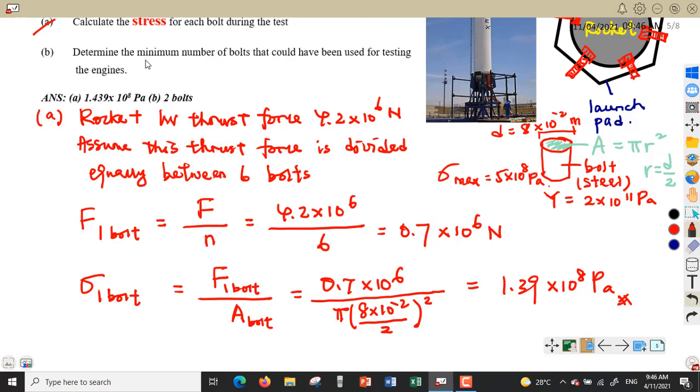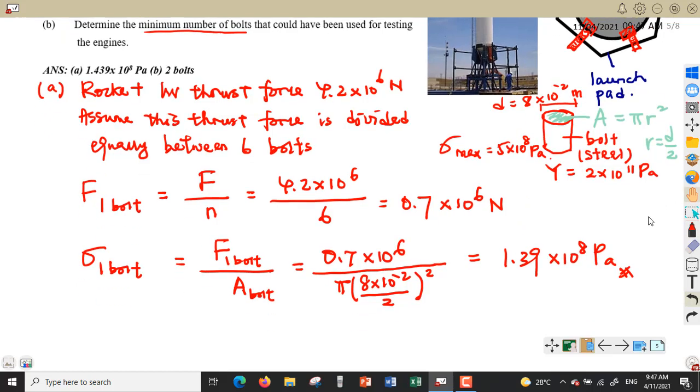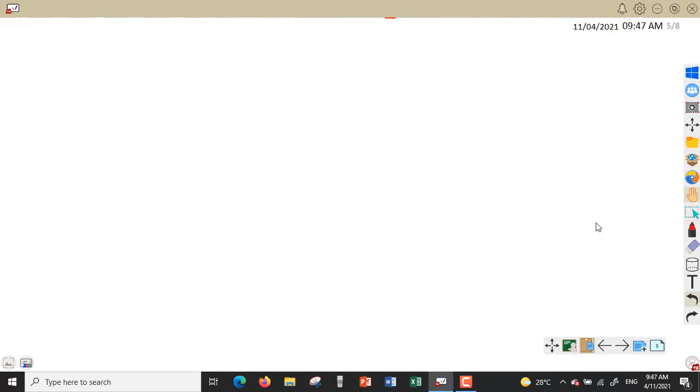Question B, we want to determine the minimum number of bolts that could have been used for testing the engine. Okay, so class, if we are engineers, maybe we are thinking of how to minimize the number of bolts that can be used to hold the rocket during test firing. So we want to find the minimum number of bolts we can use. Alright, so maybe we do not need up to 6. So we want to find the minimum number of bolts we can use.